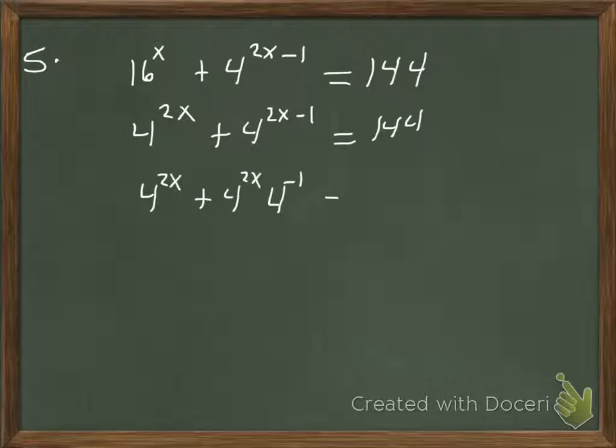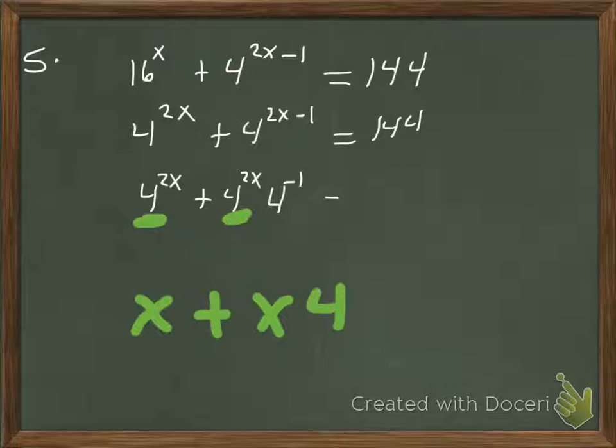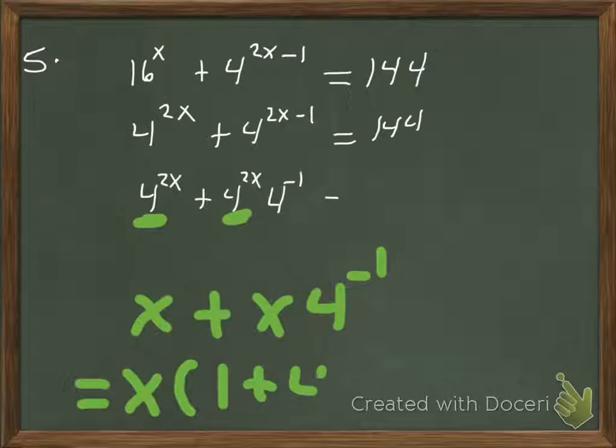Now, see how I have a common factor? That's just like having x plus x times 4 to the negative x. Oops, negative 1, excuse me. So we can factor out an x, and what we're left with is 1 plus 4 to the negative 1. Okay, so there's the x. That's the same thing as what the 4 to the 2x is going to be when we do the factoring. So that's what we're going to do here.